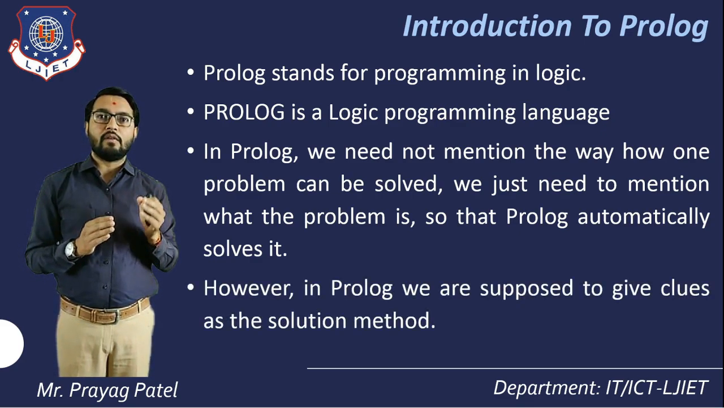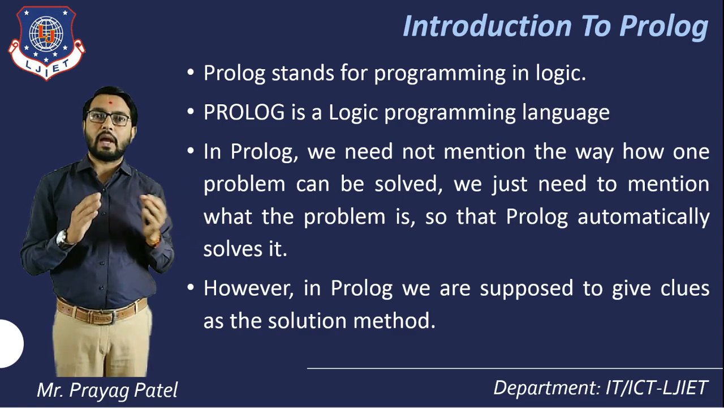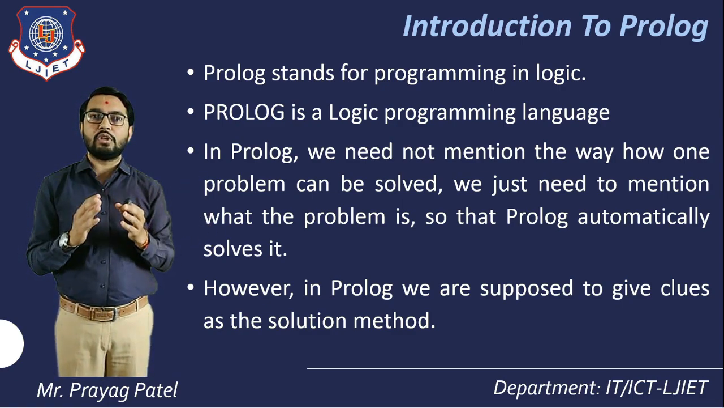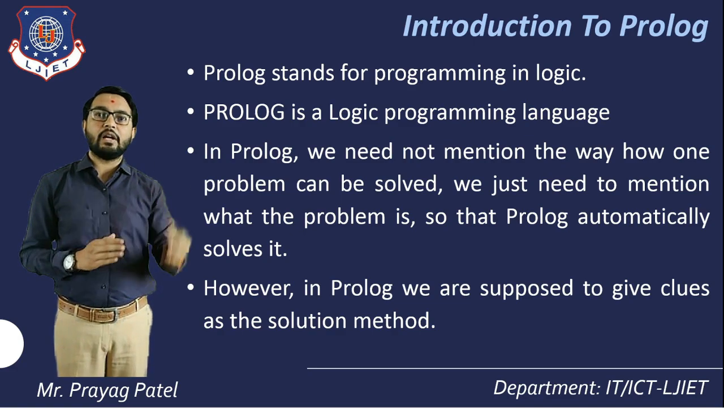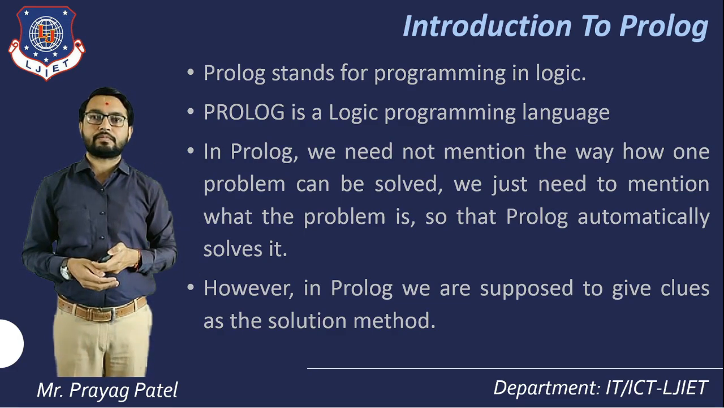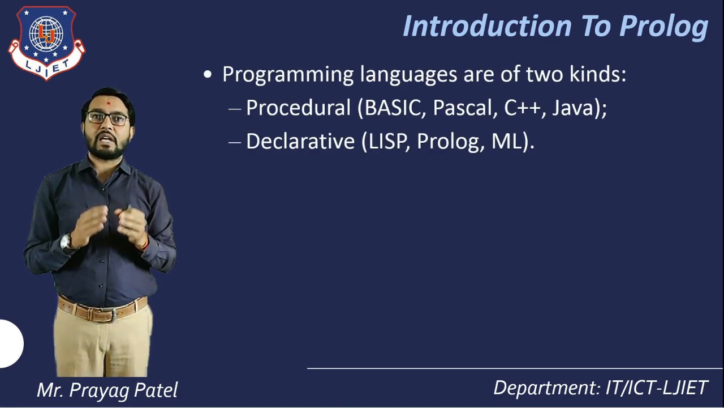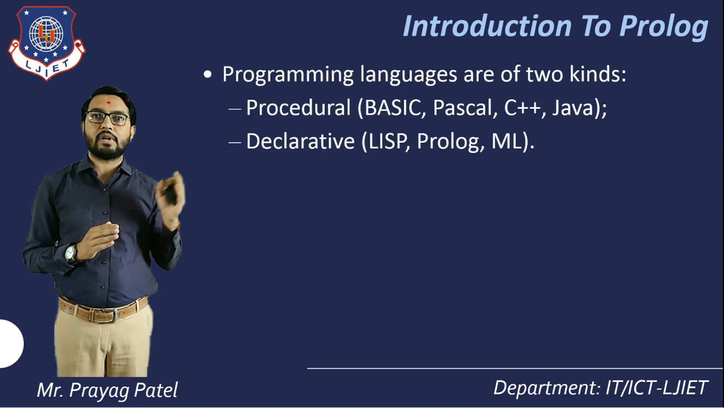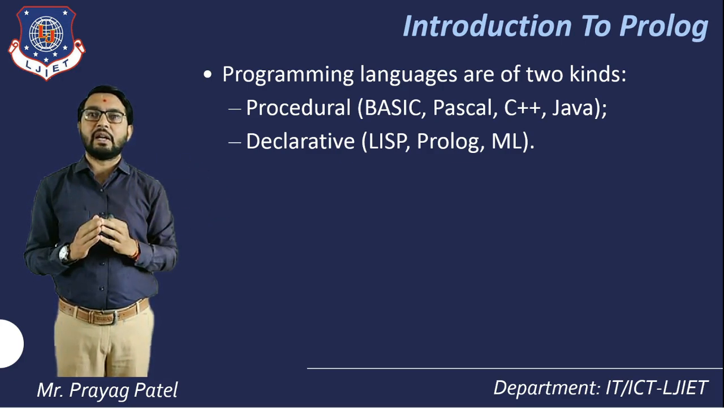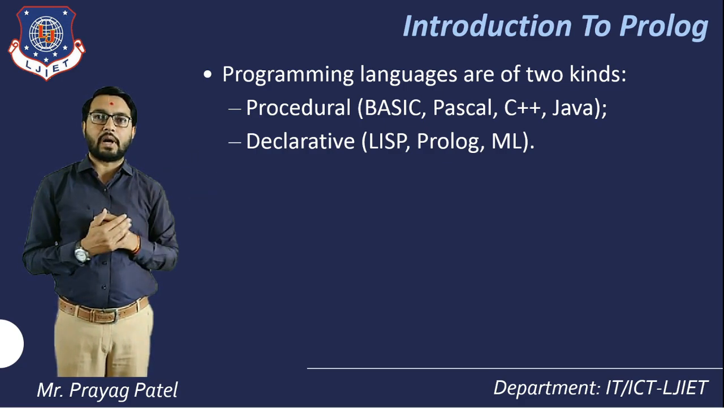However, in Prolog we are supposed to give clues as the solution. So for solving the problem we give some clues, and according to the given clues Prolog automatically solves the problem. Now programming languages are of two kinds. First is procedural language and second is declarative language. So programming languages are divided into two parts.